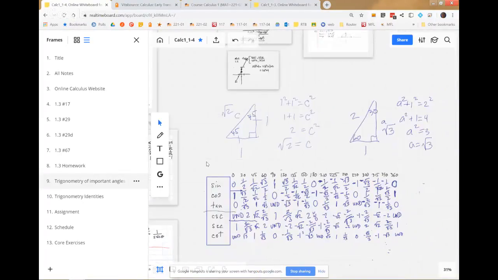All right, now I wanted to talk about identities a little bit. Did anybody have any questions about that messy chart we just went through? Anything about that?